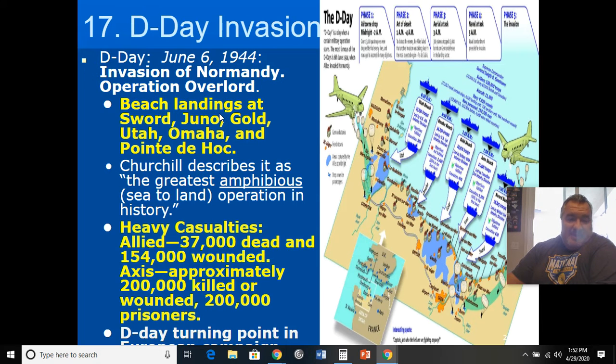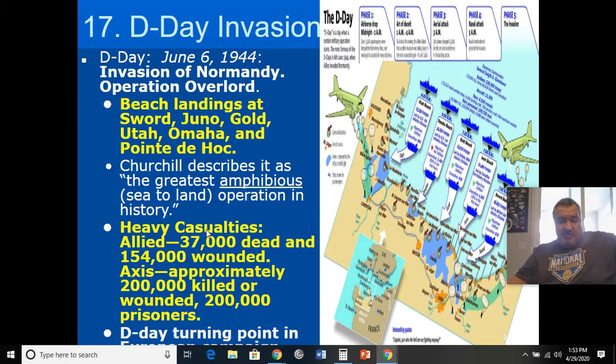In this invasion, they named each beach: Sword, Juno, Gold, Utah, Omaha, and Pointe du Hoc are some of the key names. Utah Beach and Omaha were the American ones, and they're the two deadliest ones. Churchill described D-Day as the greatest amphibious operation in history, meaning sea to land operation. And it pretty much is, as far as I know. I don't know if anyone knows bigger. Gallipoli was an attempt, but that one failed, so we didn't talk about it as much.